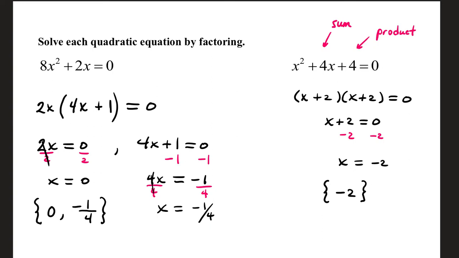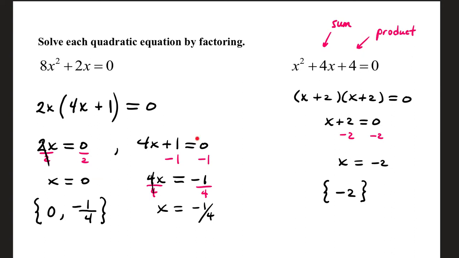You can check your factoring by remultiplying. That would be 8x squared plus 2x. Once your factoring is done, take each factor individually and set equal to 0. This first equation, 2x equals 0, divide both sides by 2, and you will get an answer of 0.